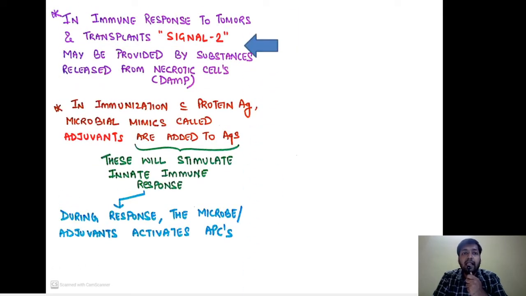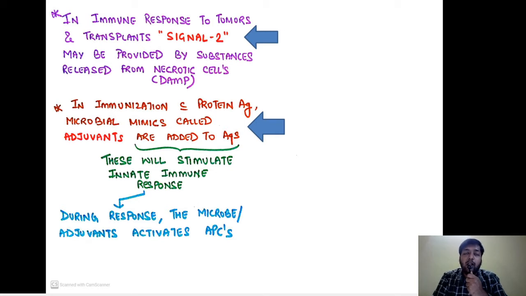Now moving ahead, in the immune response to tumors and transplants also, the signal number 2 is provided by substances which are released by the necrotic cells, that is the DAMP, damage associated molecular pattern. Now in immunization with the protein antigen, the microbial mimics called adjuvants are added to the antigens.